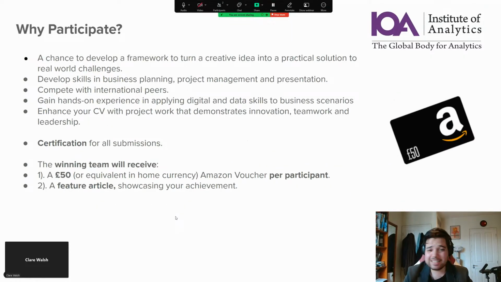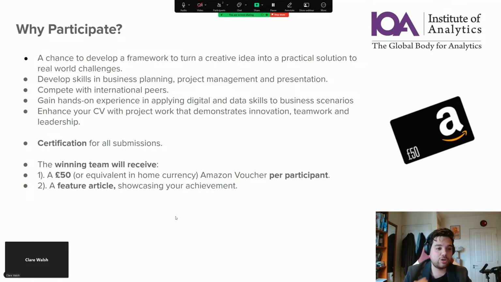So why participate? This is a lot of effort. You're creating a pitch, presenting it, and potentially presenting it again in real time. What's the incentive? Well, firstly, skills development. This is a great chance for you to develop a framework to turn a creative idea into a practical solution. This is what employers will be looking for. Proof that you can work on project management in the scope of using your skills in data and analysis. So you'll develop skills in business planning, project management, and presentation, as well as communication.